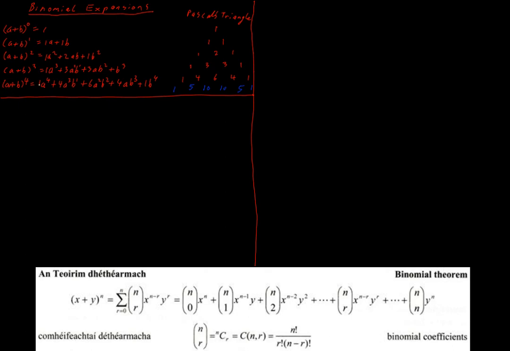We have a plus b to the power of 4. So we have a to the power of 4, a to the power of 3, a to the power of 2, a to the power of 1, a to the power of 0. So you can see that this is a pattern in our terms.